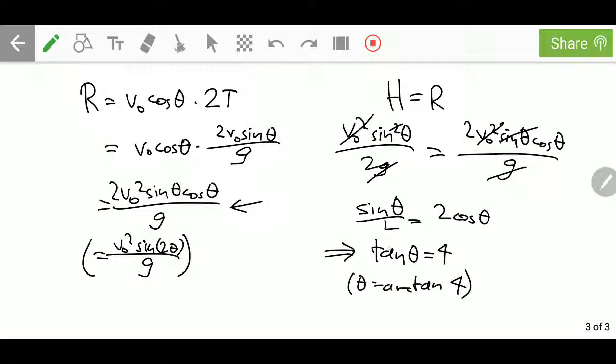Now, 4 is not the tangent of any common angle. So at this point, you would just have to go to your calculator, or maybe if you're blessed with amazing computational powers, you could figure this out. But the best thing to do at this point would just be to go to your calculator. I actually don't know what this angle is exactly, so I'm just going to go ahead and find it right now.